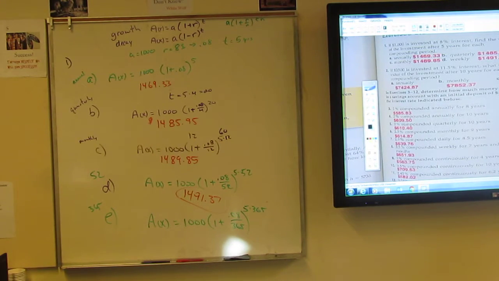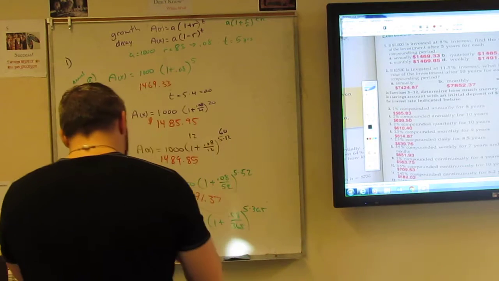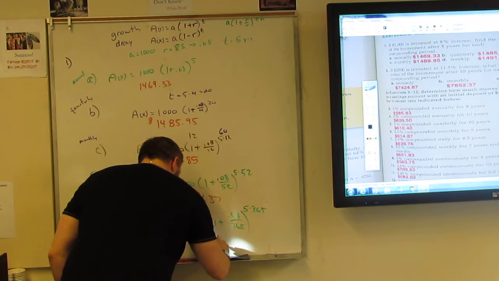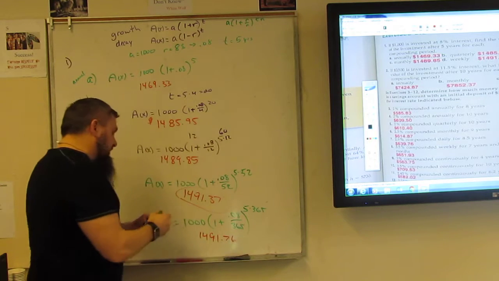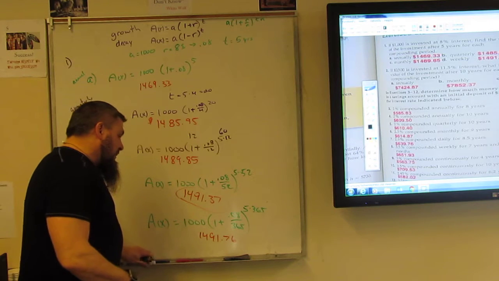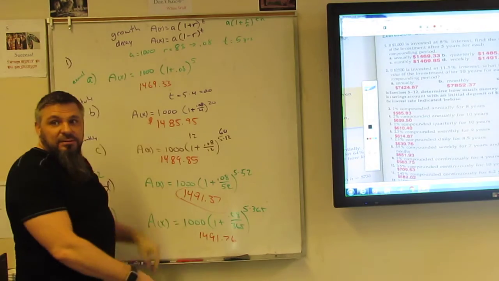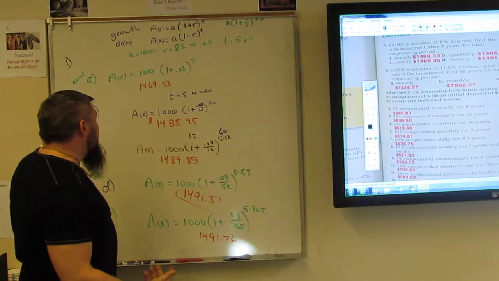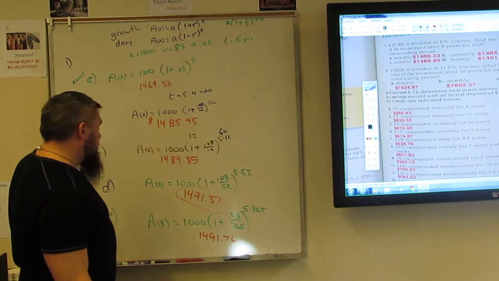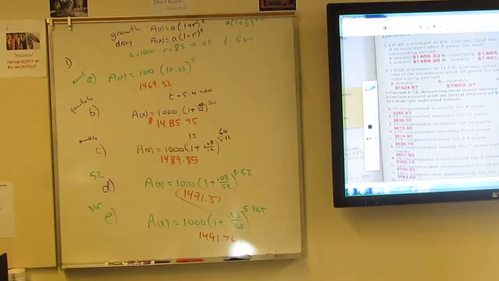1,000 parentheses 1 plus 0.08 divided by 365 in the parentheses raised to the power of parentheses 5 times 365 in parentheses, equals, I get 1491.76. Now it doesn't seem like a lot of difference, does it? It's not. But when you look at it between yearly and daily, it's a bit. You're talking about 20, 22 bucks. So a $22 difference.